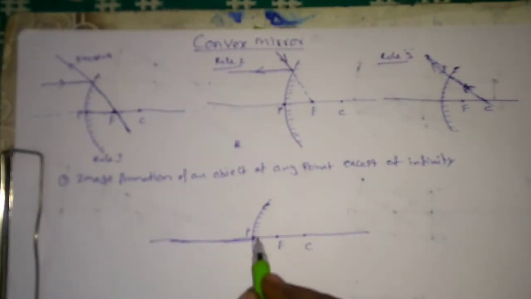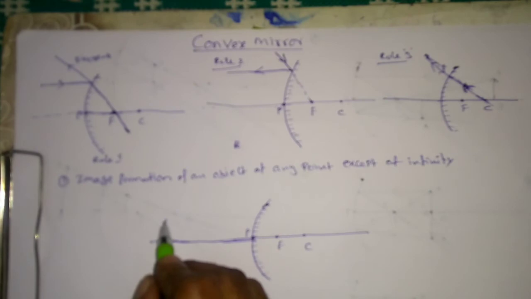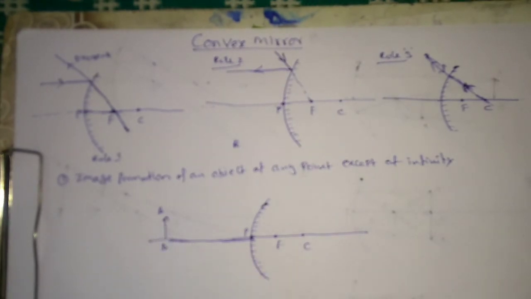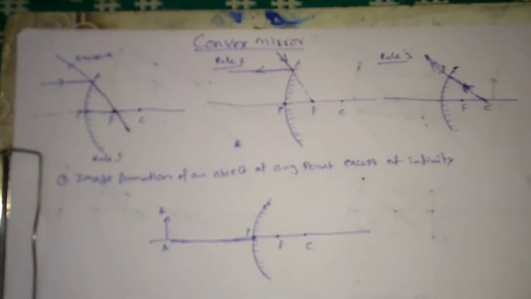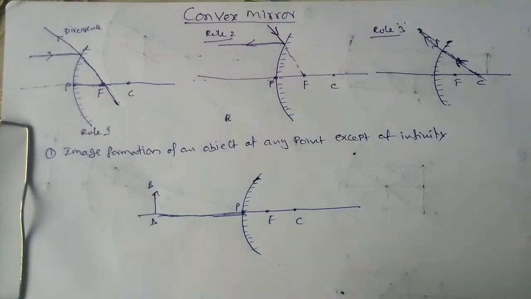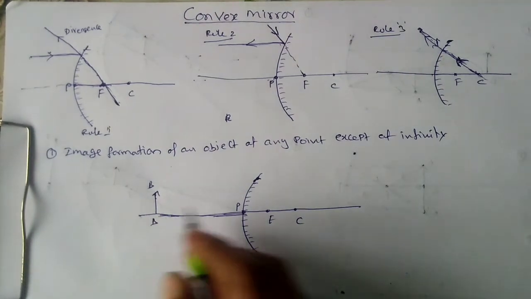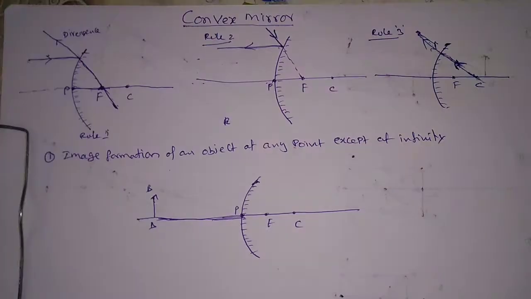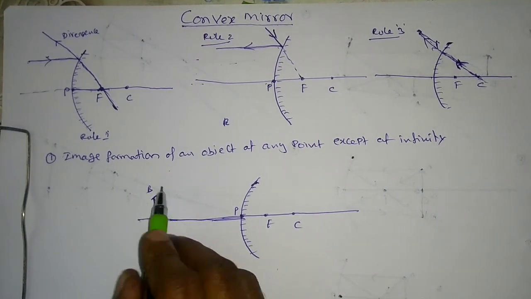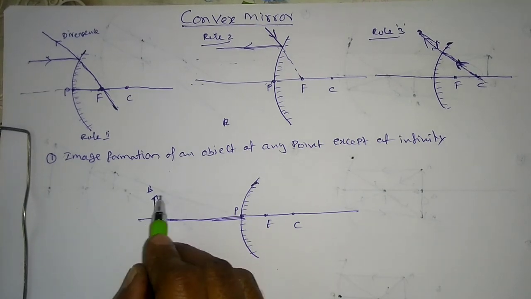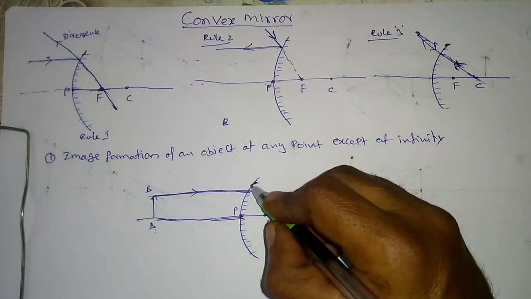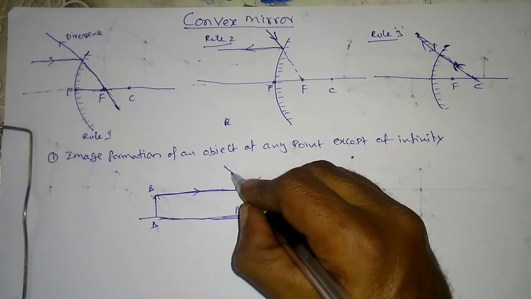Now let us assume an object at any point on this line. AB is the object. For the image formation, I am considering two rays. One light ray is parallel to the principal axis. This is the light ray, parallel to the principal axis. Automatically, we know that it will be reflected back like this.